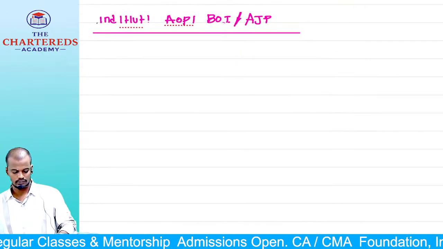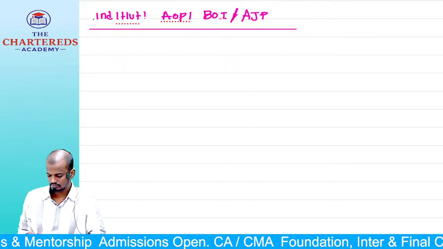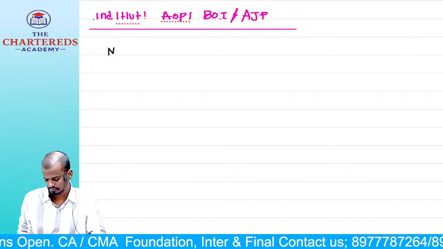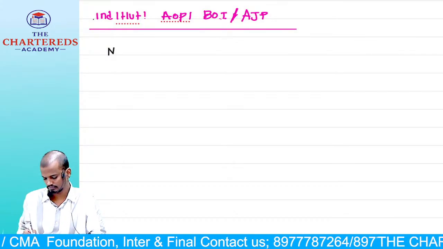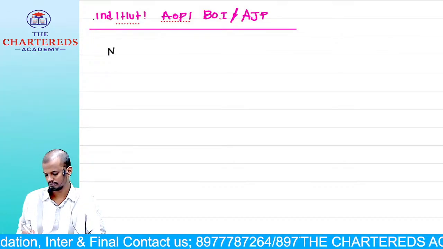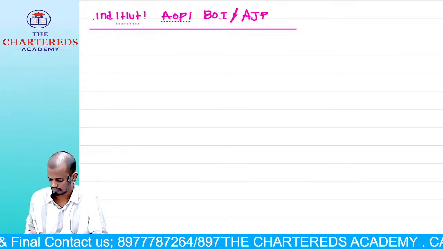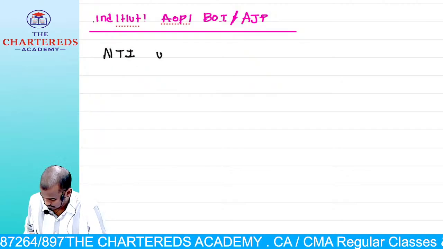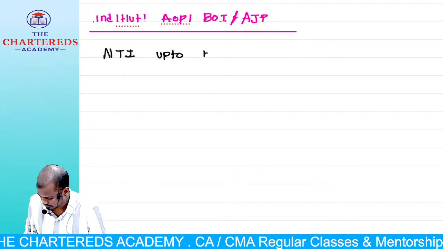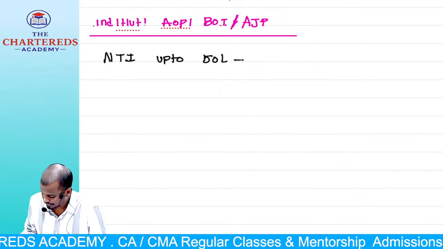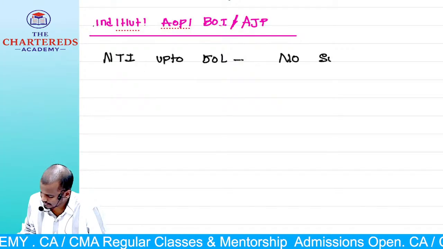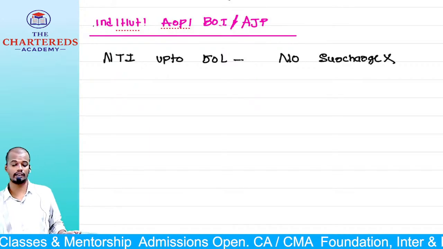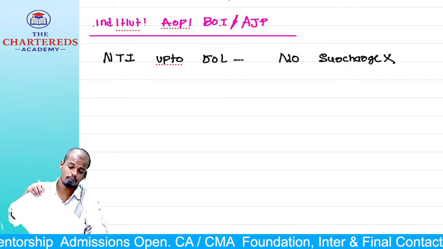Okay? For all of these, your net total income up to 50 lakhs, no surcharge. Up to 50 lakhs, there is no surcharge. Whoever earns up to 50 lakhs will not have any surcharge.